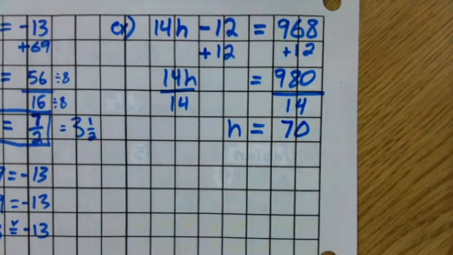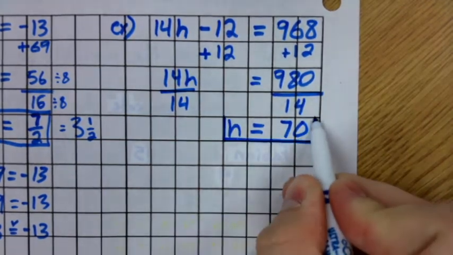Just gonna check with my calculator. I think I did that right. 980 divided by 14. Yes, it is 70. Wow, my mental math's checking out. Awesome.